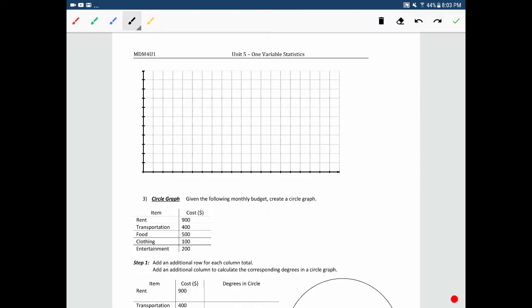All right, and so these are pretty straightforward. You're just going to list your hockey players' names here. I'm not even going to actually do this one because I think you know how to do a bar graph. You just write the frequency, in this case the goals, and you write the numbers and draw your bars.